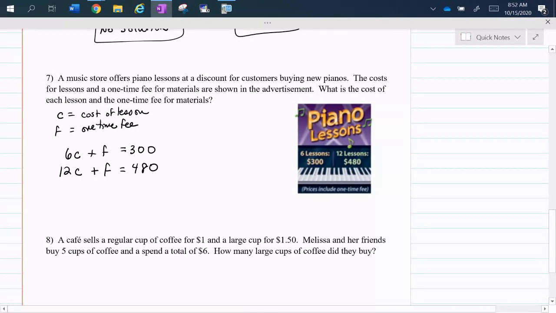So what I have here is a system. I need to decide if I want to do substitution or elimination to solve this system. I think I'm going to do elimination because I see an F and an F. So if I multiply the first equation by negative 1, then I'll have a negative F and an F, and that will work in order to eliminate. So I get negative 6c minus F is equal to negative 300, just like I did last time.